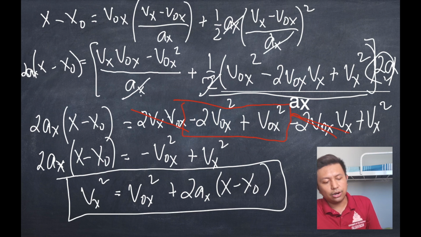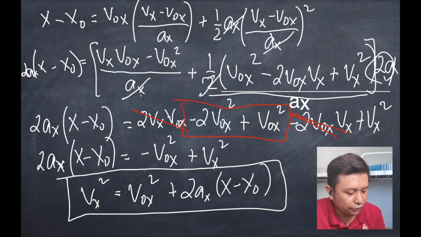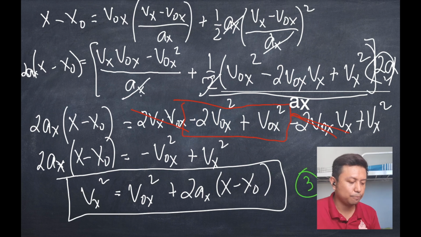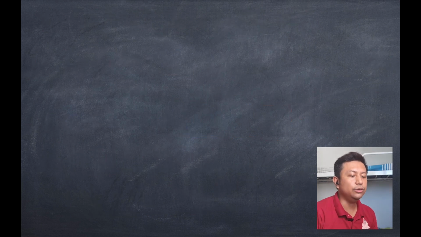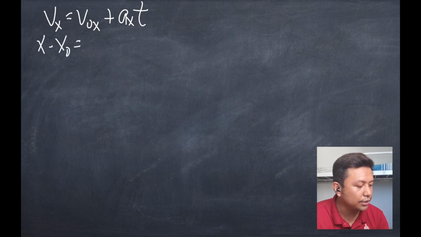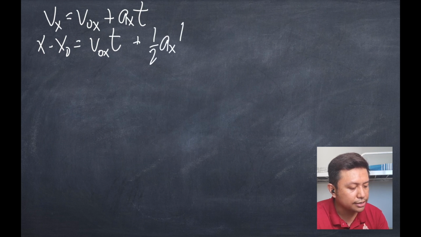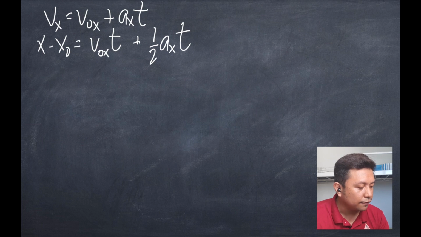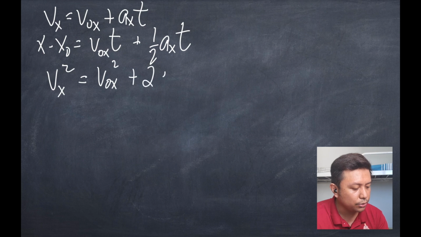So that's our third kinematics equation. Let's have a review. First equation, we have vx is equal to v naught of x plus a sub x times time. The second equation is x minus x naught is equal to v naught of x times time plus 1/2 a sub x times time squared. The third equation is vx squared is equal to v naught of x squared plus 2a sub x times x minus x naught.